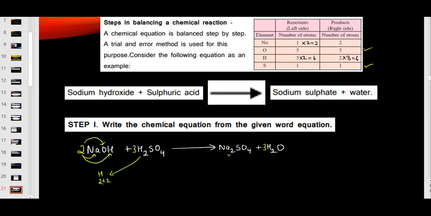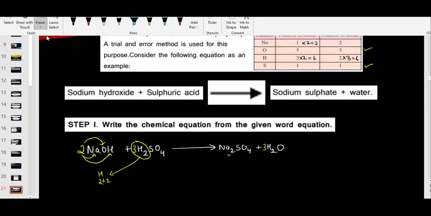If I put 3 here, this 3 is only for this, not for sulfur, not for oxygen. Remember that. If there is a number down here as a subscript, that number will go for only that particular element, not for other elements. Only if there is no subscript number here, that means the number will go for all the other elements which are present beside it. But if it is in this form, then this 3 will be linked to only this hydrogen, not any other.